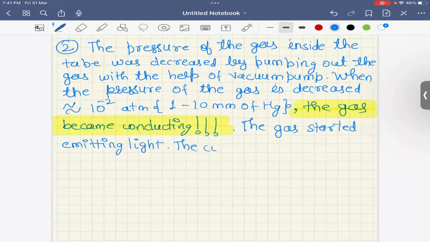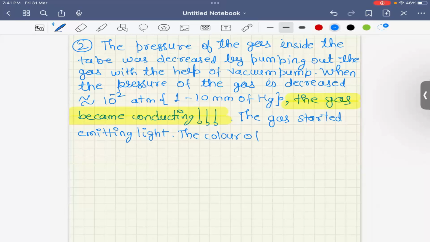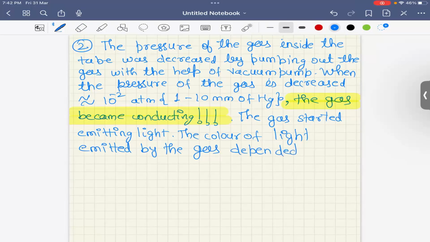And the color of light emitted by the gas depended on the nature of gas taken, right?